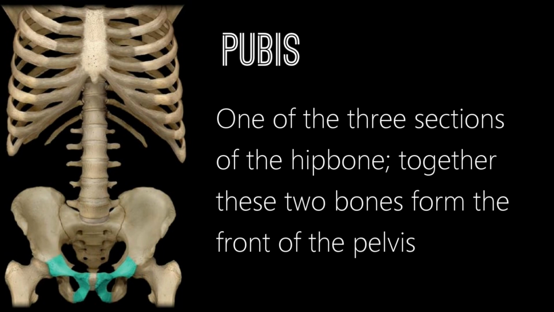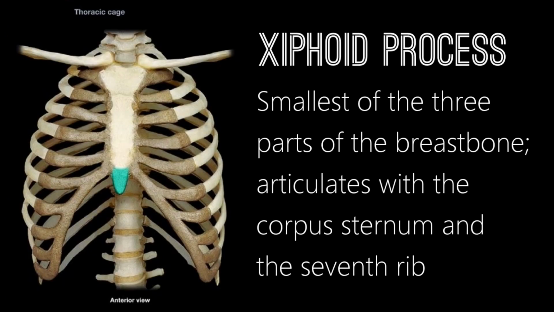Pubis: one of the 3 sections of the hip bone. Together these 2 bones form the front of the pelvis. Xiphoid process: smallest of the 3 parts of the breastbone, it articulates with the corpus sternum and the 7th rib.